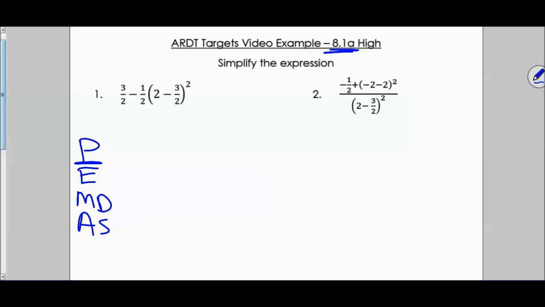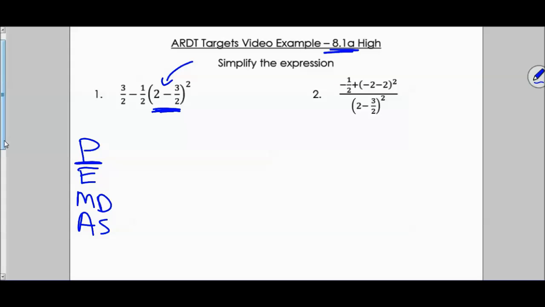I'm going to look for parentheses first. I see that I have a set there. I'm going to do everything inside of the parentheses first. So 3/2 minus 1/2 times 2. I see that I have a set of parentheses there, so I'm going to work inside of there first.